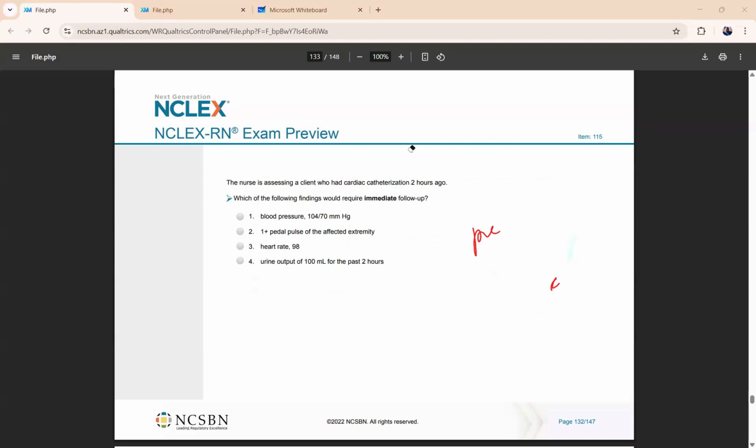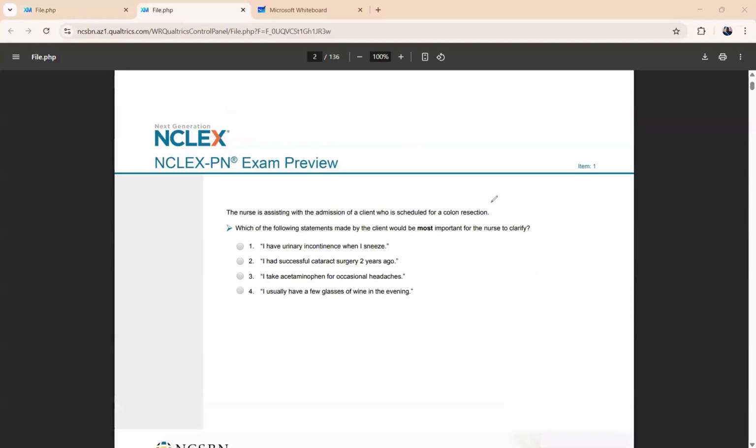Now, let me show you the last example right here from the NCLEX PN exam. Right. You can see from the NCLEX PN exam, colon resection. So the same thing as well, immediately start thinking about pre-op care, post-op care, lastly, complication.